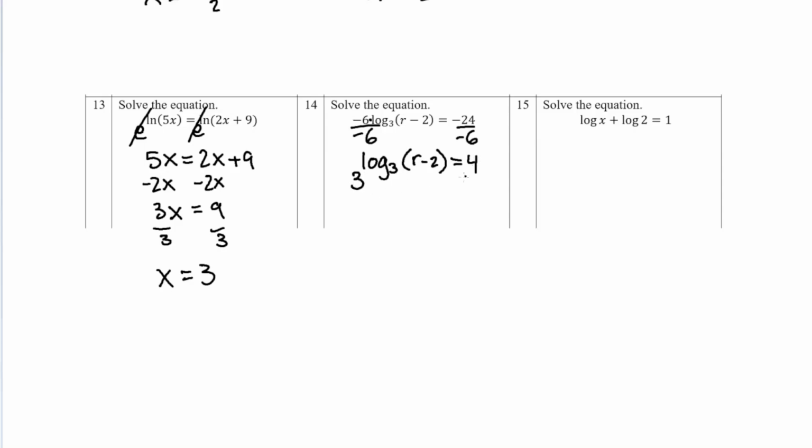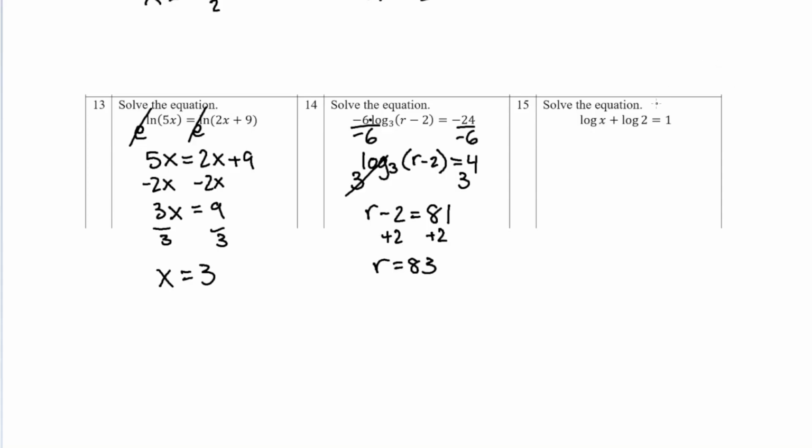Let's go ahead and do 3 to this power and 3 to that power. Those cancel, and I get r minus 2 equals 3 to the power of 4. 3 times 3 is 9, times 3 again is 27, times 3 again is 81, add 2, and I get my answer. r is 83.